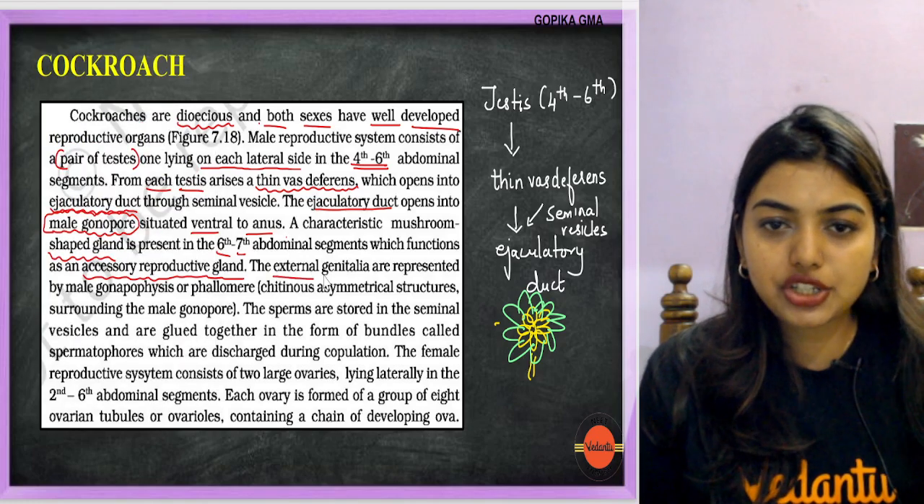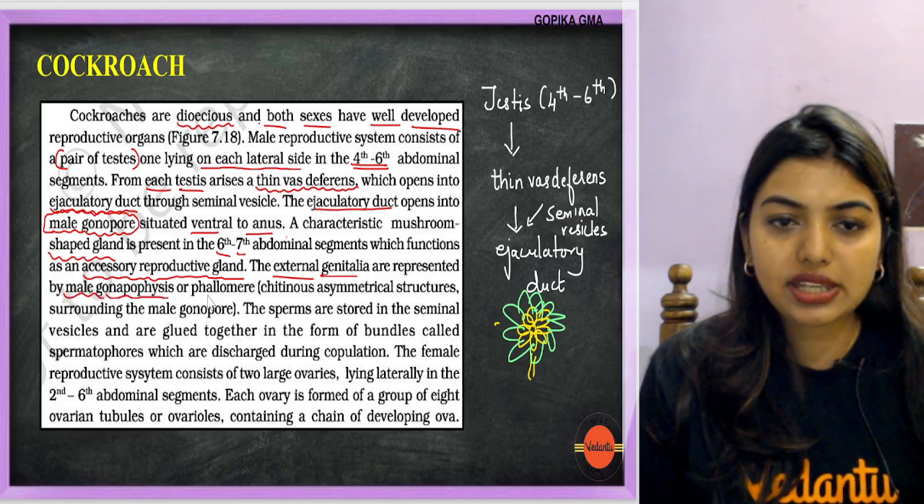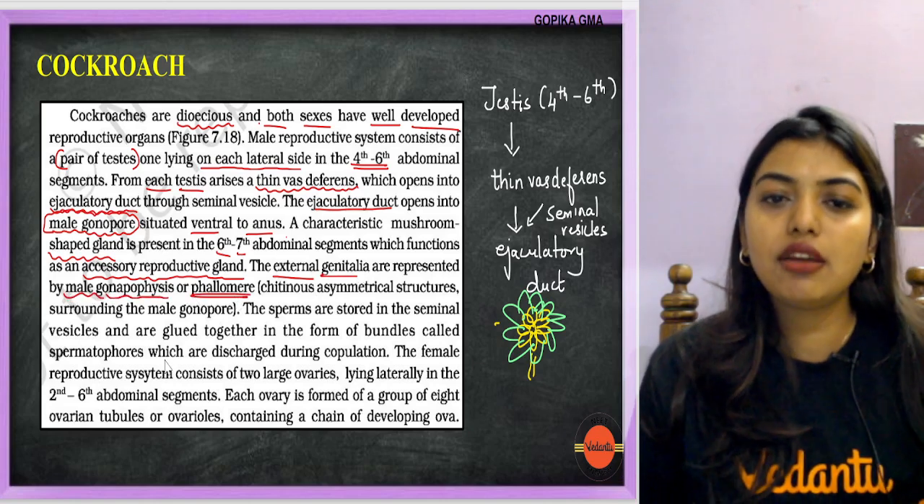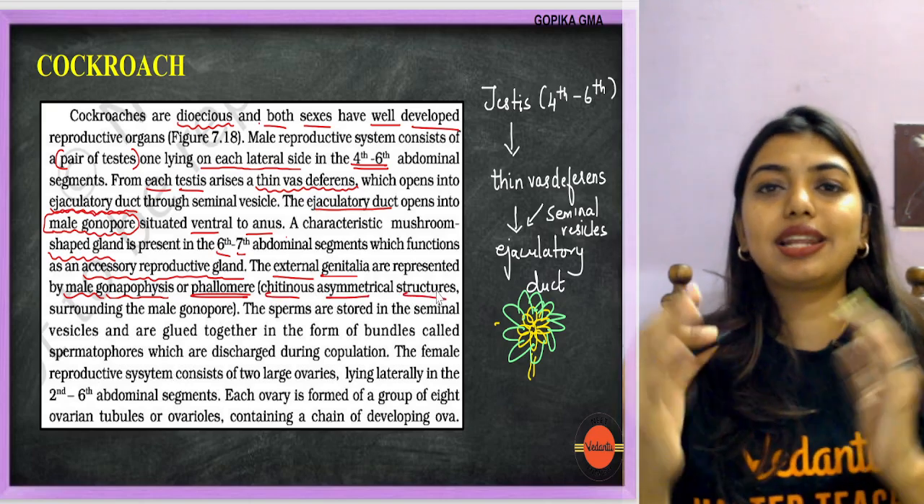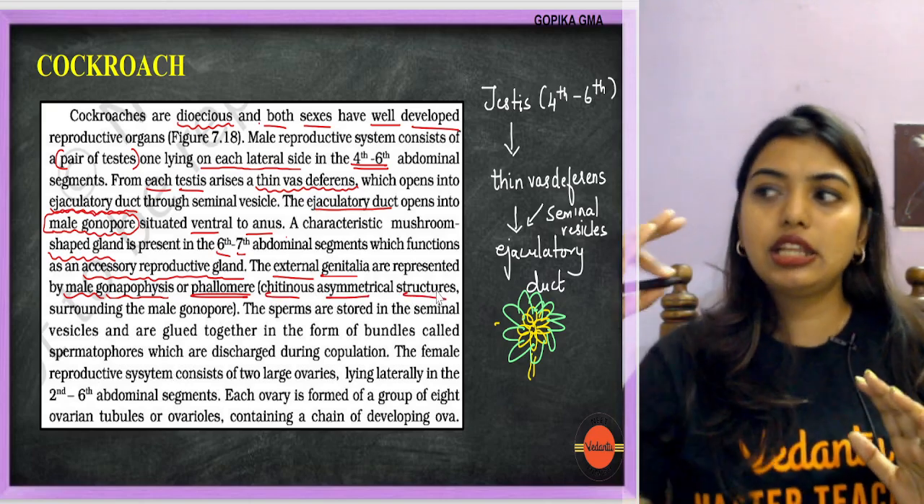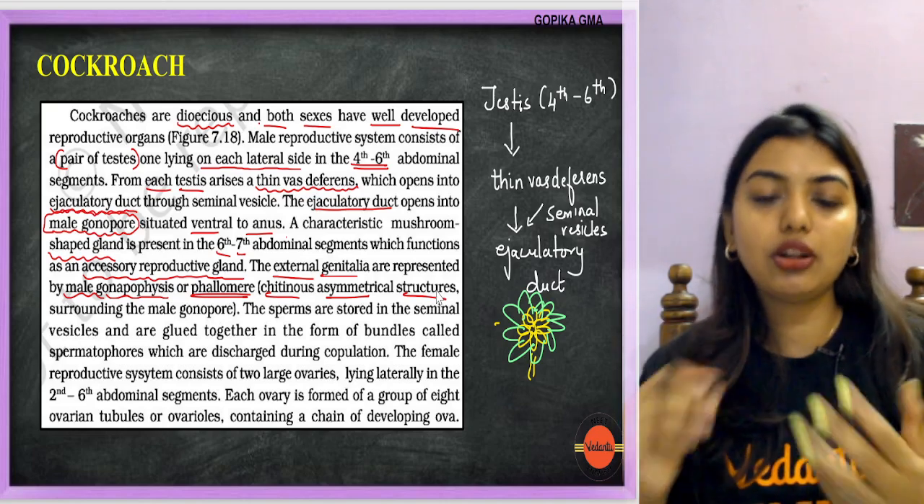The external genitalia are represented by male gonapophyses or phallomeres. Okay, phallomeres. They are chitinous asymmetrical structures which surround the male gonophore. They will be present on the right, left, and ventral side. Like a protection, they'll be there all around this place.